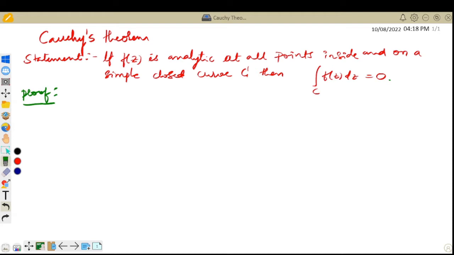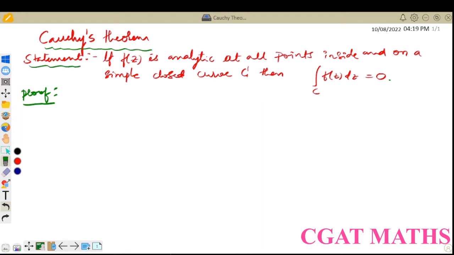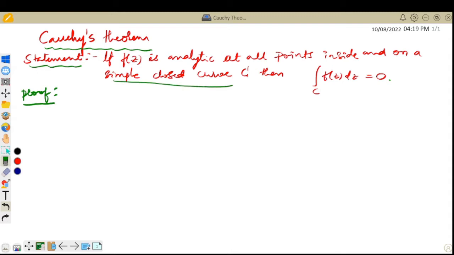In this video, we are going to discuss Cauchy's theorem. What is Cauchy's theorem, what is the statement of Cauchy's theorem, and how to prove it? It is very simple, students. The statement of the theorem is: if f(z) is analytic at all points inside and on a simple closed curve C, then the integration of f(z) dz over the curve C is equal to 0.